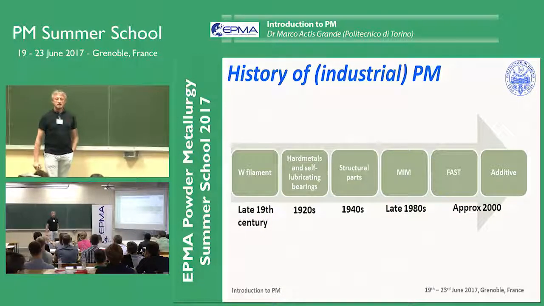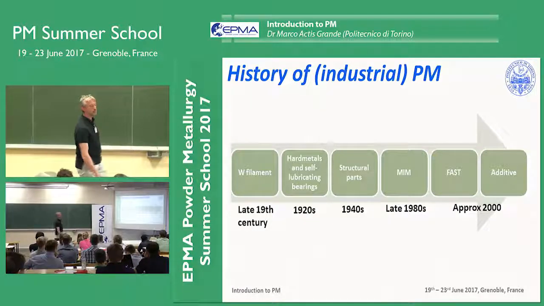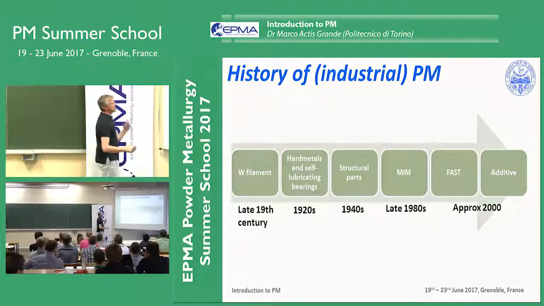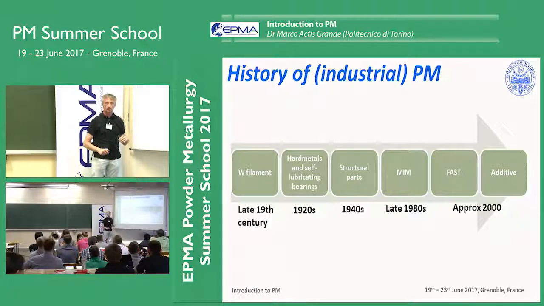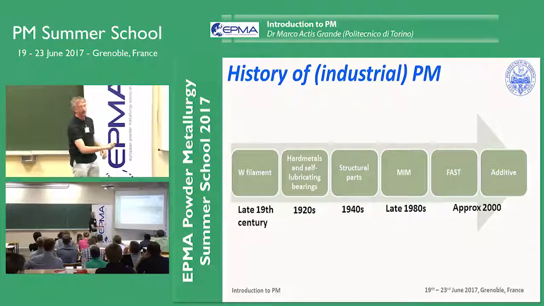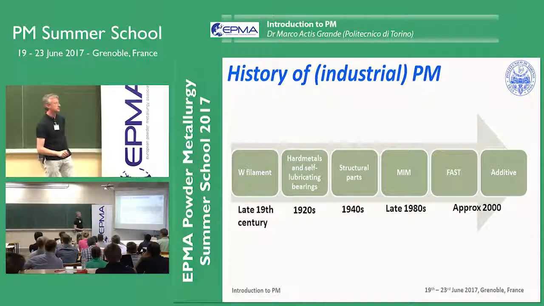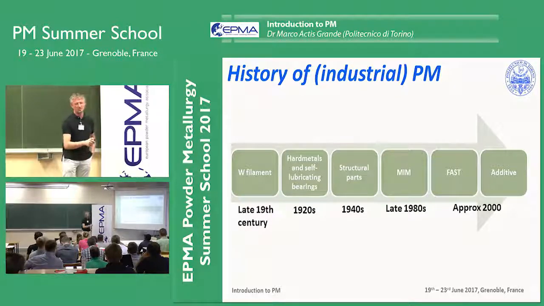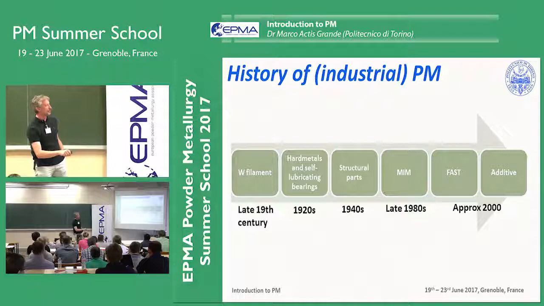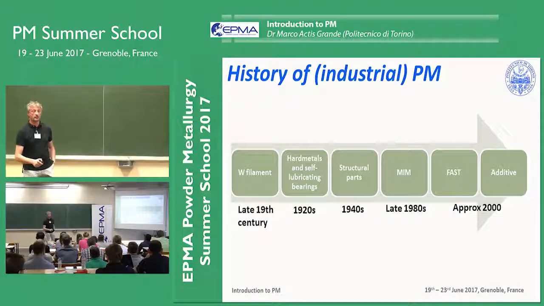What is the industrial history of PM? It's a relatively young set of processes, but we can see a development, at least from the industrial point of view, starting from the late 19th century with the development of the technique for tungsten filament production. Then in the 20s, the first production of hard metals and self-lubricating bearings. Between the 20s and the 40s, the production of structural parts, then metal injection molding components, and around 20 years later, the fast techniques and additive manufacturing.